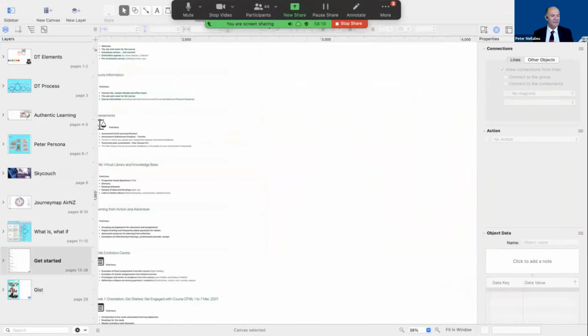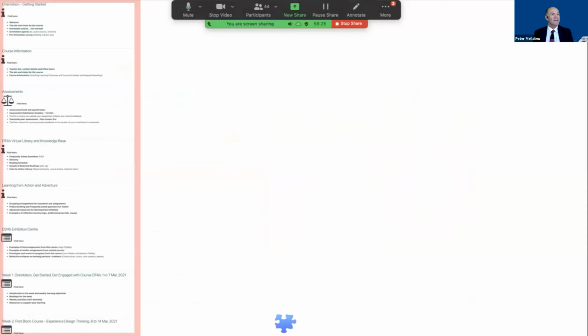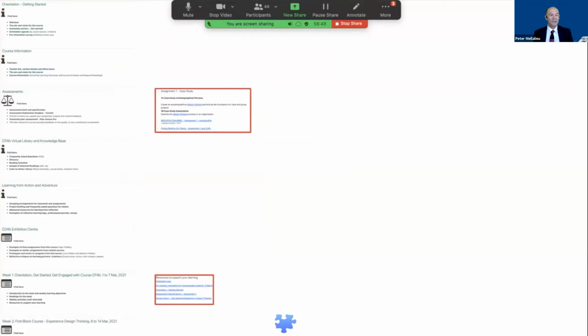What I want you to do to get started is get to your Moodle site, and you'll see the assessments in there that you can dig into. You'll see a knowledge base which gives you many of the readings to get you started, such as the one I just showed you. And there are resources to support your learning.